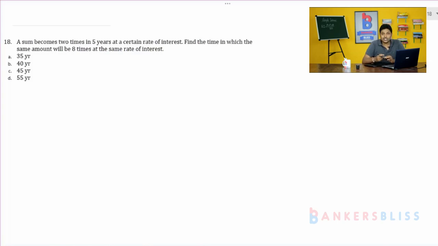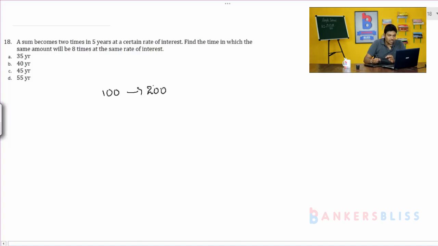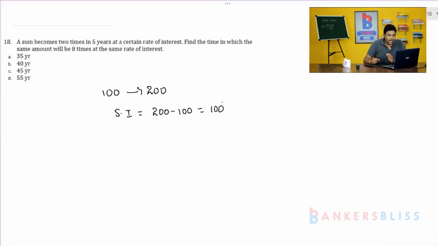So, in both the cases you should know the rate of interest. In the first case, 5 years 2 times, it is very easy to calculate the rate of interest. 2 times in 5 years means 100 is going to become 200. So, the simple interest will be 200 minus 100, which is equal to 100. See, these things you have to do orally. Again I am repeating, you have to do these orally, otherwise you cannot save time. So, SI is equal to 100, you got.